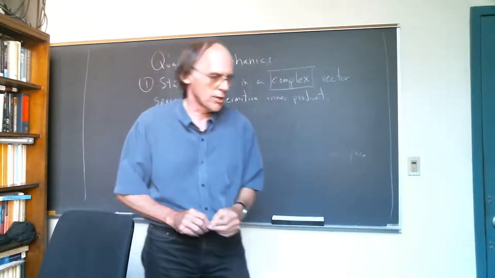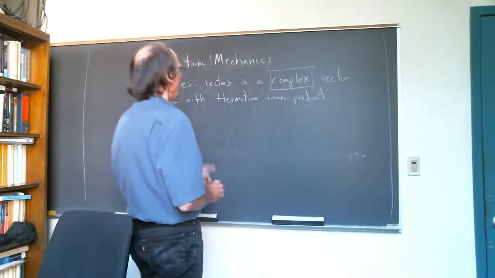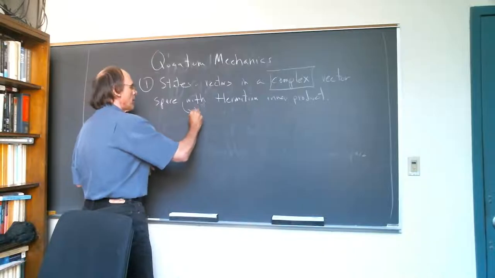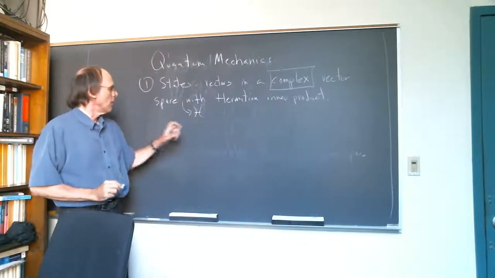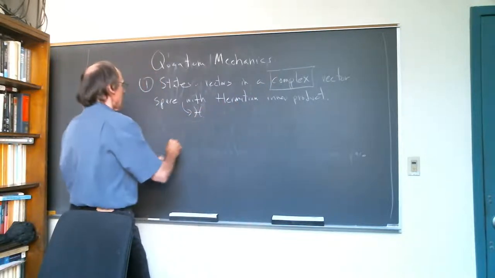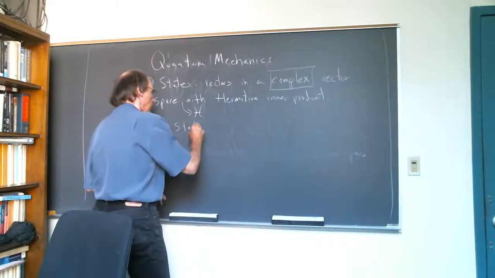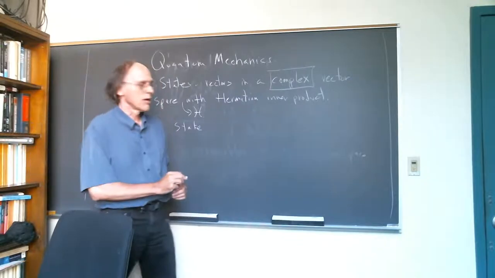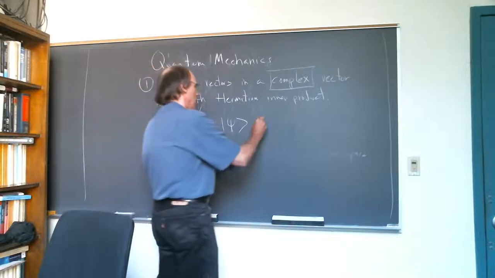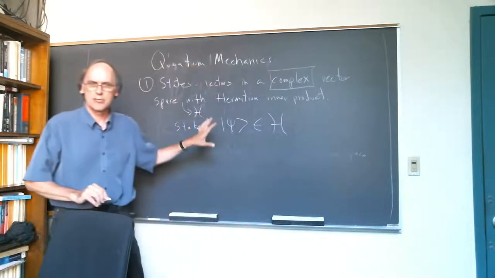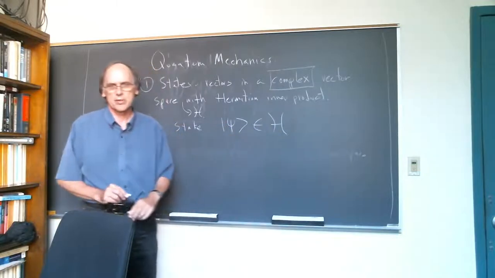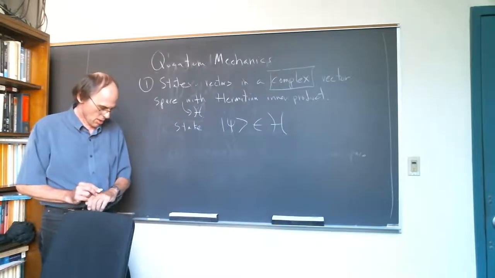So this thing I'll often write with a calligraphic H, and then a state we'll often write using this notation, due to Dirac. You write down this kind of symbol, and whenever I write down this kind of symbol, it means I'm referring to a state in the vector space, in the state space. Okay.